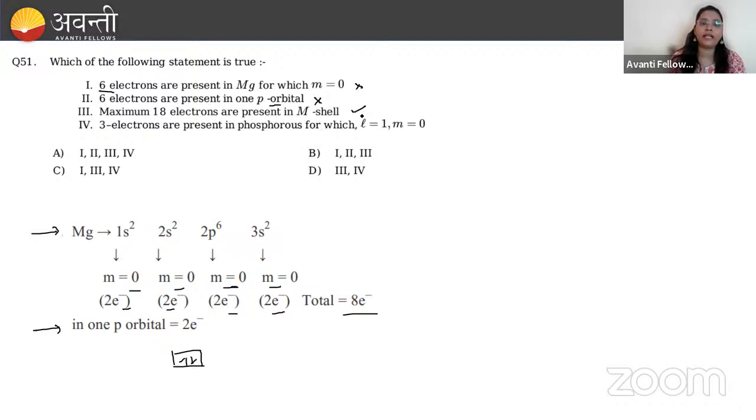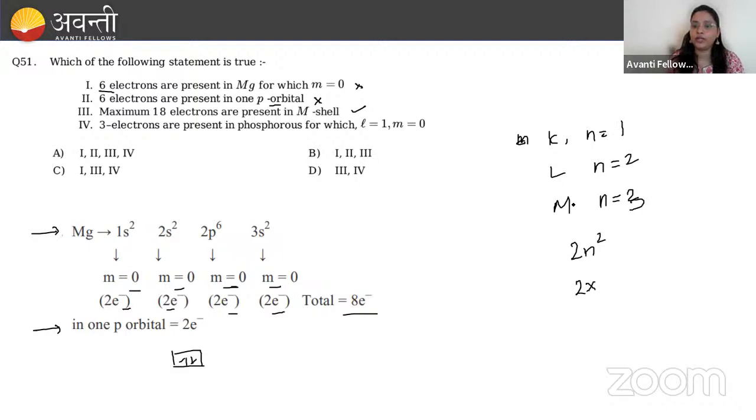Next, maximum 18 electrons are present in M shell. You know the K, L, M series, right? So here N is equal to what? And we know that to find out the number of electrons in any orbit, the formula is 2n square, right? 2n square. So N is equal to 1 here, N is equal to 2 here, N is equal to 3 here.